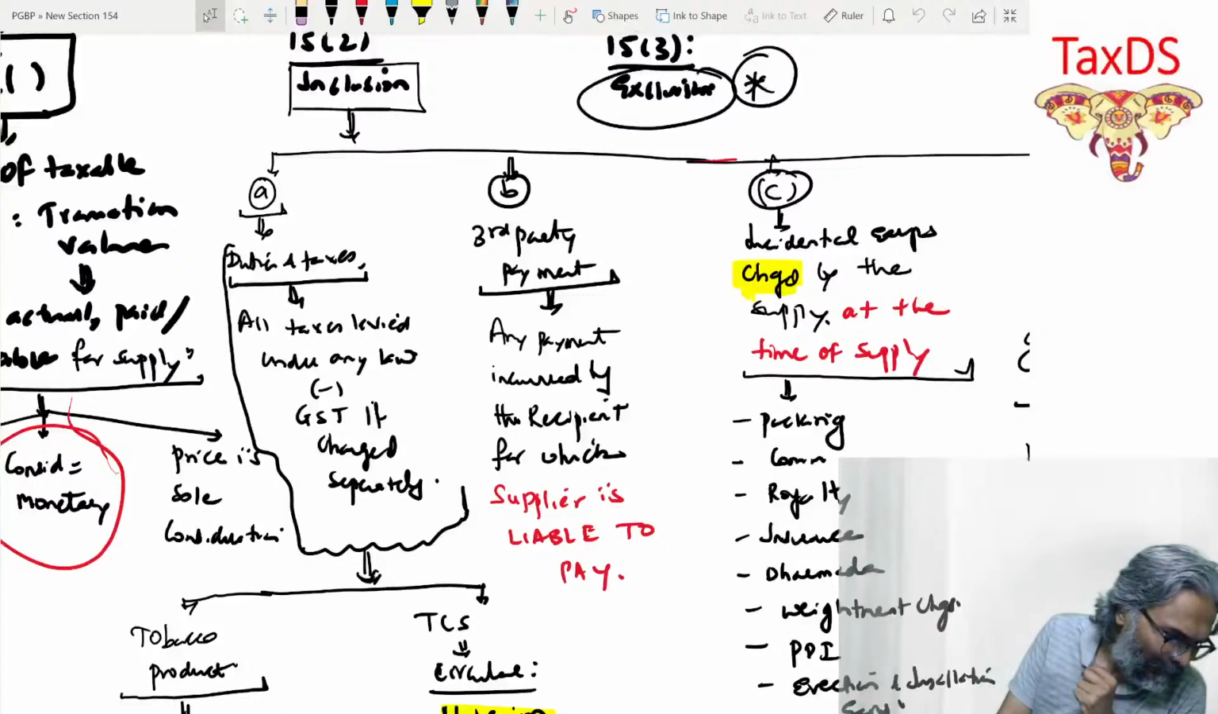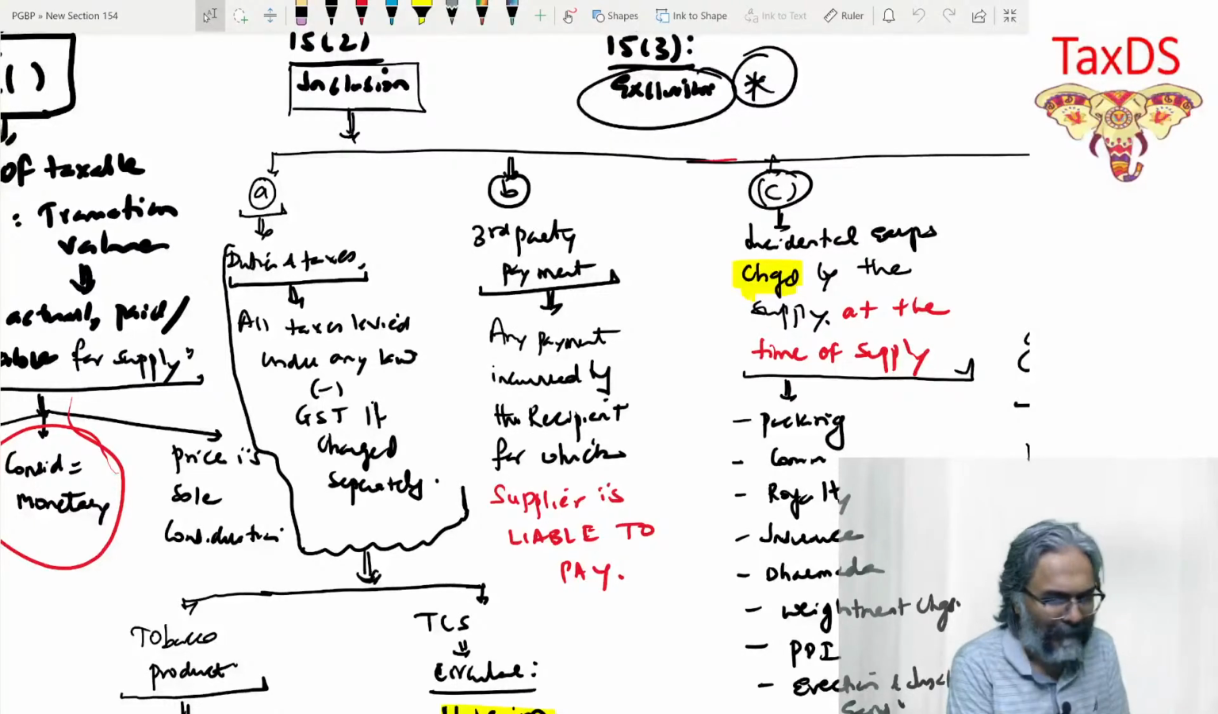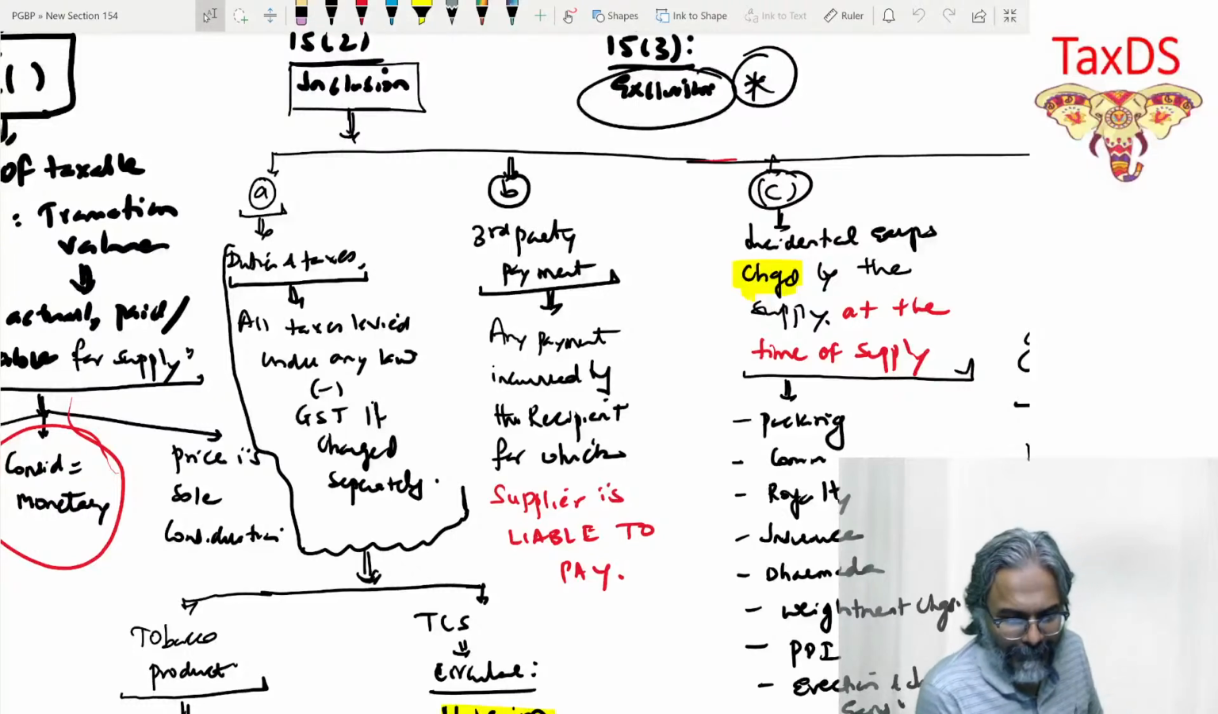Very heartiest congratulations, Mene, for becoming a chartered accountant. Hope you are doing good. And which location? Aveen, good morning. Where are you from? Aveen, good morning.